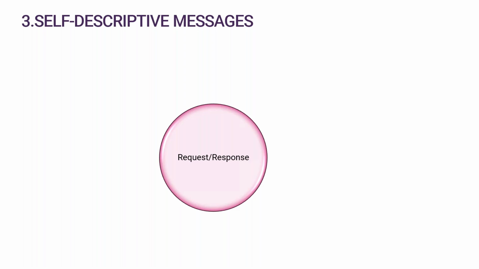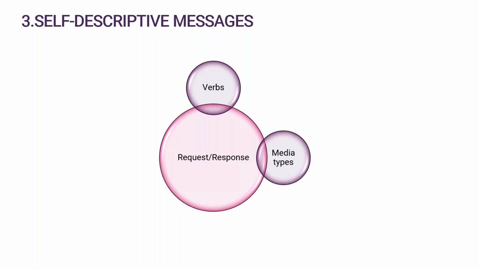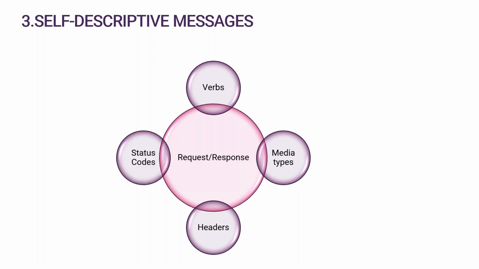So you have a request, respectively a response. You add meaning by adding verbs. You add meaning by adding media types, and not only the mainstream ones. And you add meaning by adding headers and by serving the correct status codes. If you have all this, you're one step closer to having a fully rounded REST API.